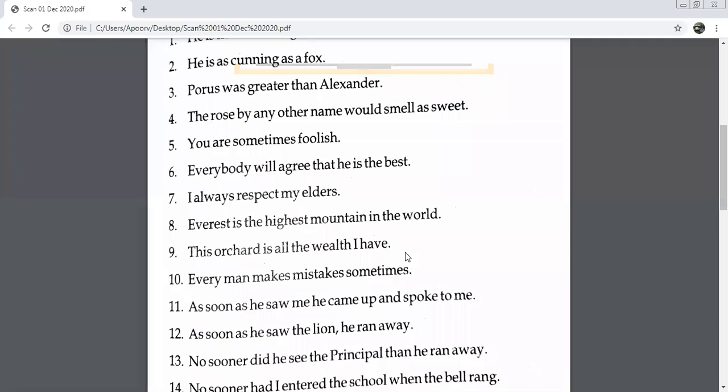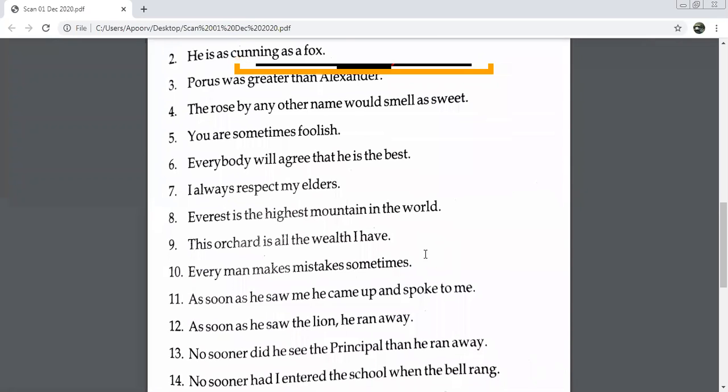This orchard is all the wealth I have. This orchard is not all the wealth I have. Every man makes mistakes sometimes. Not every man makes mistakes sometimes. Okay, this time it was better.